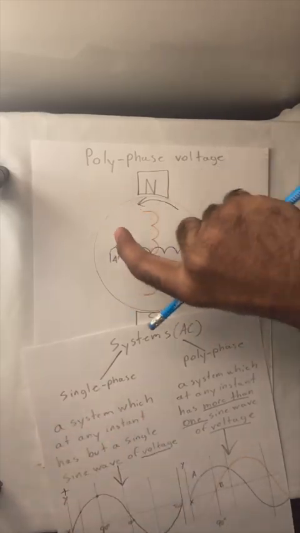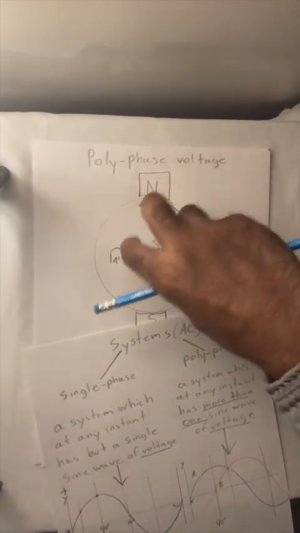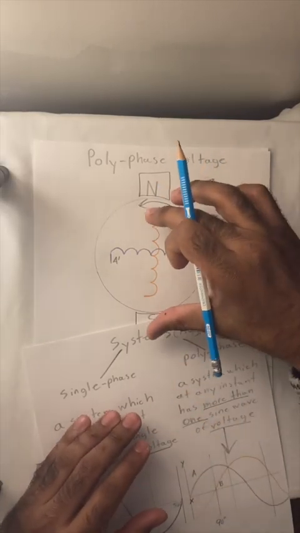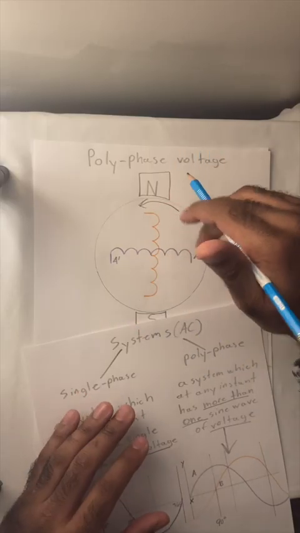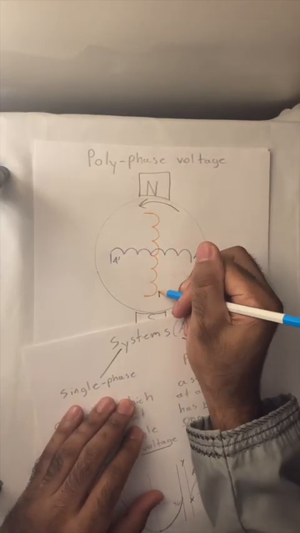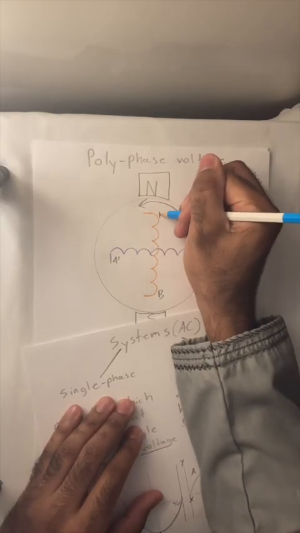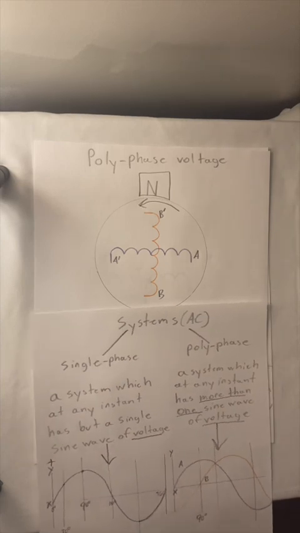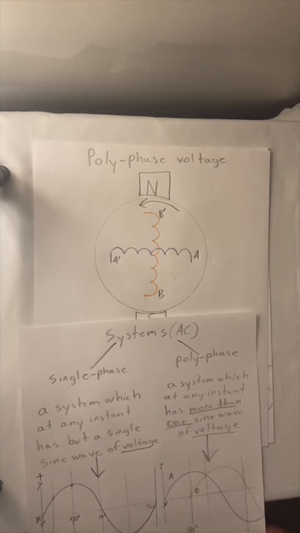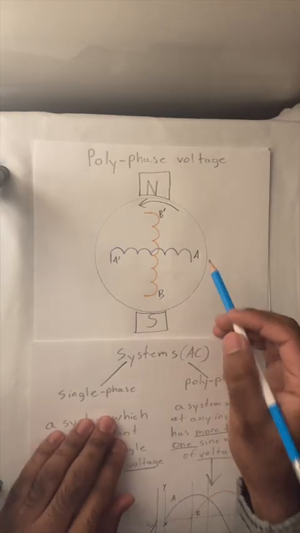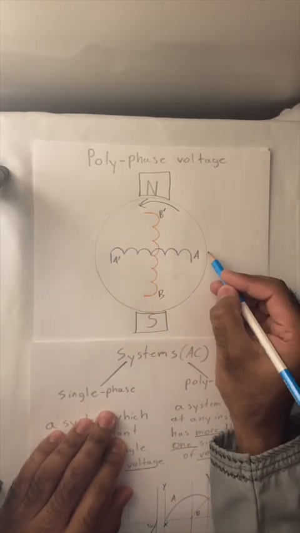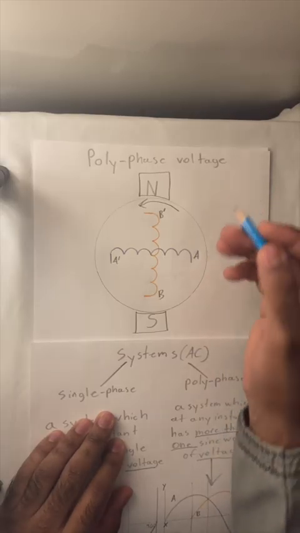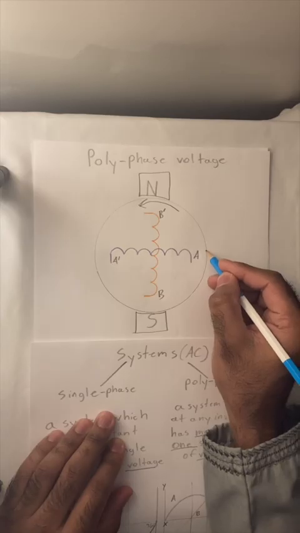We have another phase. So we have two separate phases, one phase here and another phase here, or two separate windings. This winding is displaced equally. We will consider this to be B and this to be B prime. Again, we are talking about a polyphase system. A full rotation is going to be 360 degrees, so it is going to be a two-pole generator.